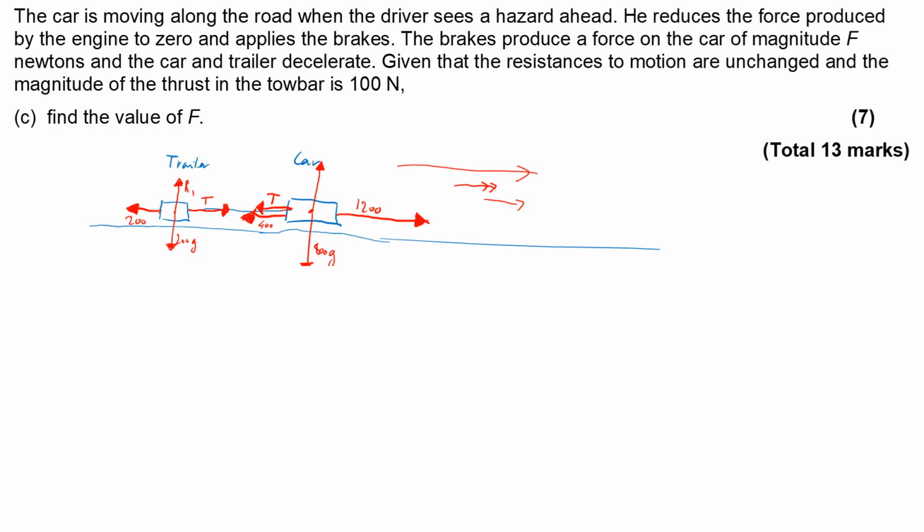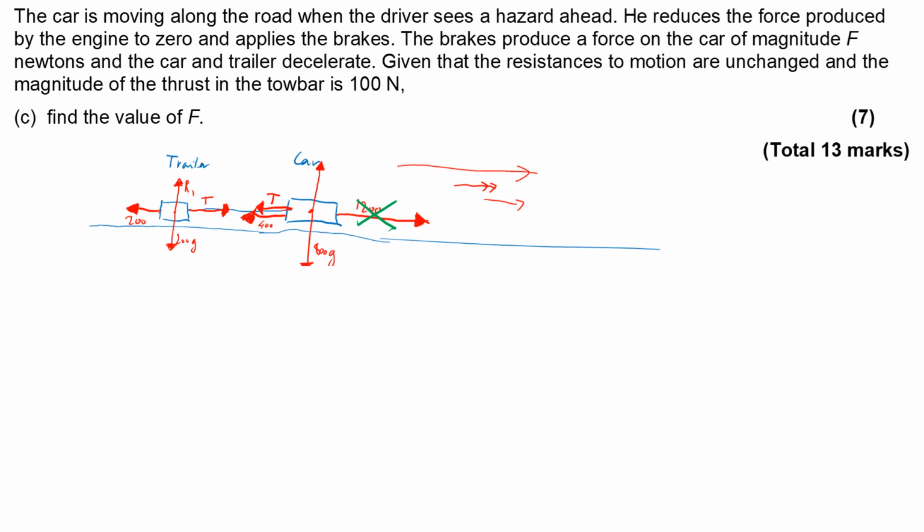And now we'll try the third part of this question. What's happening here? The driver sees a hazard. So what does it mean? It reduces the force produced by the engine to 0. So basically he lets go of the accelerator. So that force here is gone, and he starts braking.